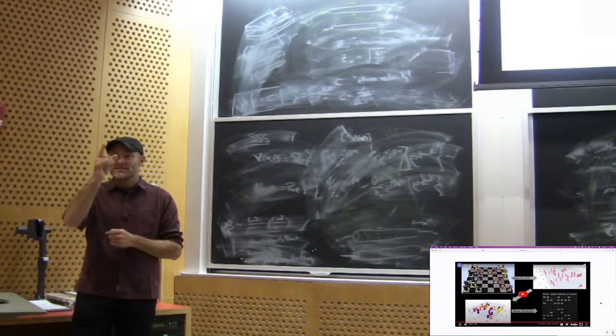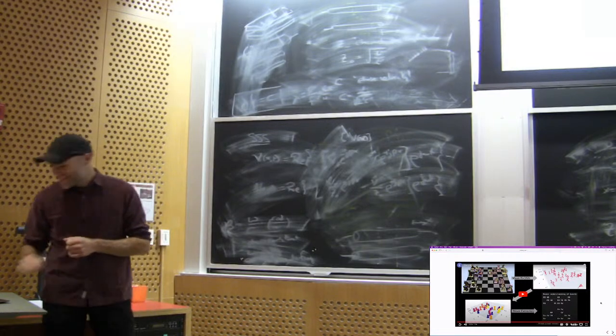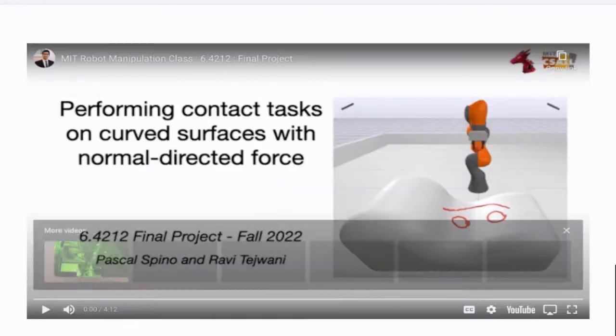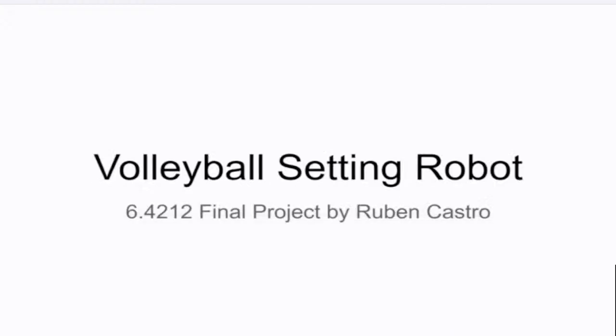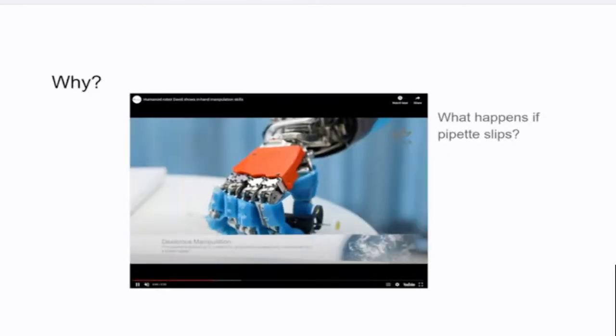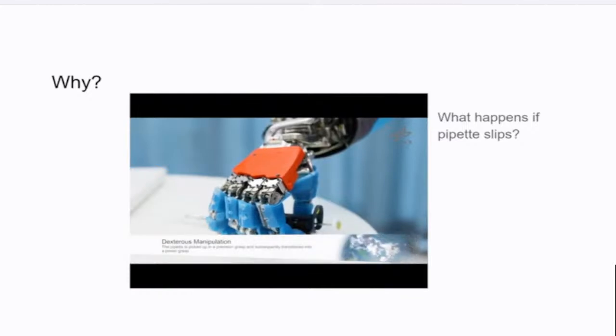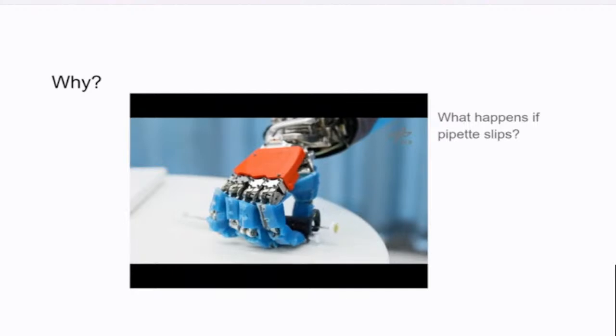Awesome. Okay, Ruben's back. Let's do Ruben. Hi, my name is Ruben Castro, and I'm here to present my final project for robotic manipulation, which is a volleyball-setting robot. Now, this is interesting because so far we've been focusing mostly on quasi-static tasks, but I suspect that as we get into more complex tool usage, we will need to be agile and more powerful.